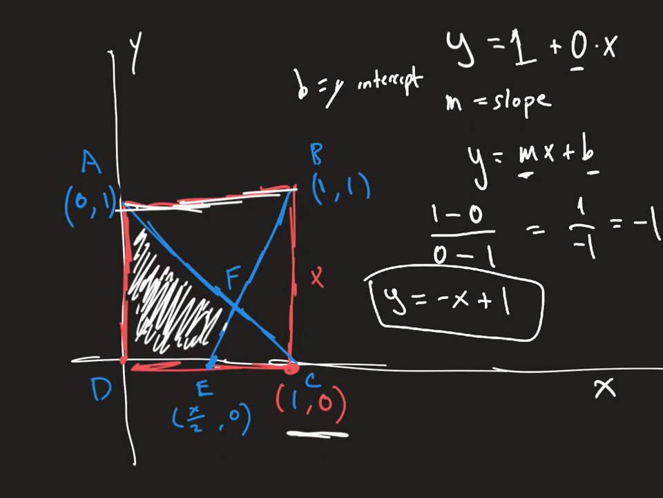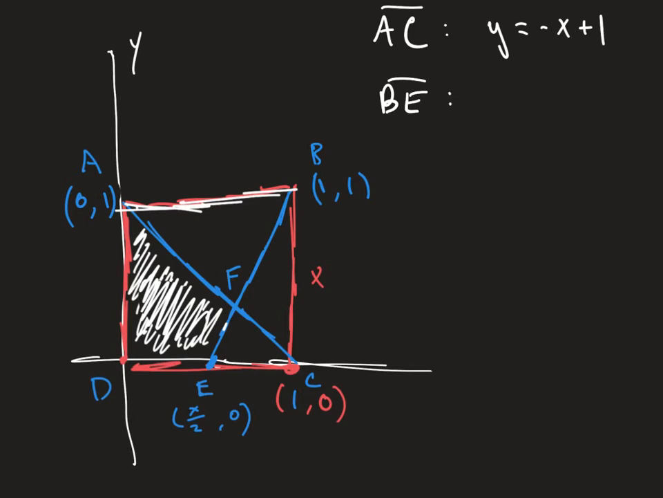And we can check this by plugging in the coordinates for 1, 0, or C. If we plug in x equals 1, we get negative 1 plus 1, which does equal 0. So C does belong to our line. And if we plug in 0 for x for A, we get 1 equals 1. So A does belong to our line. So the equation of our line is correct. If we do the same thing now for line BE, we'll find that the equation of the line is y equals 2x minus 1.